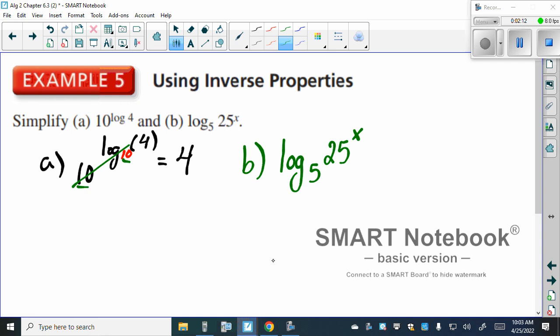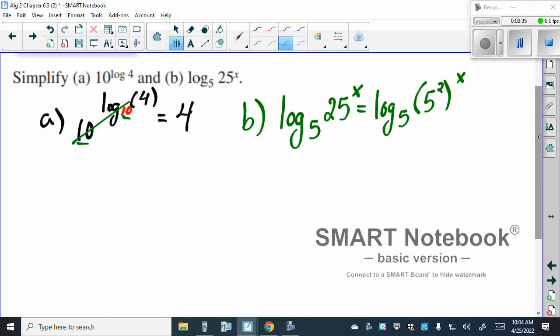Let's look at the next one here. Log base 5 of 25 to the x. Now, if we had this as log base 5 of 5, then it would simplify out. Log base 5 of 5 would simplify. Now, can we rewrite 25 as 5 to a power? It would be what? 5 squared. 5 to the 2.